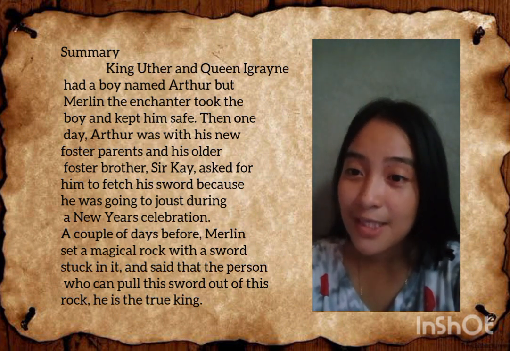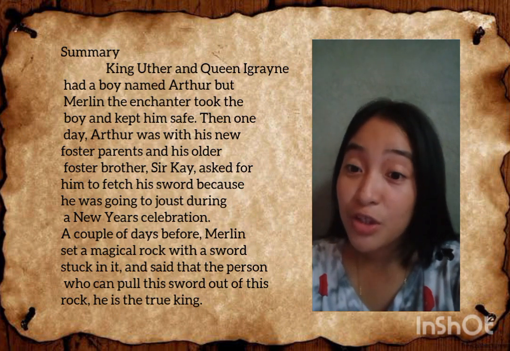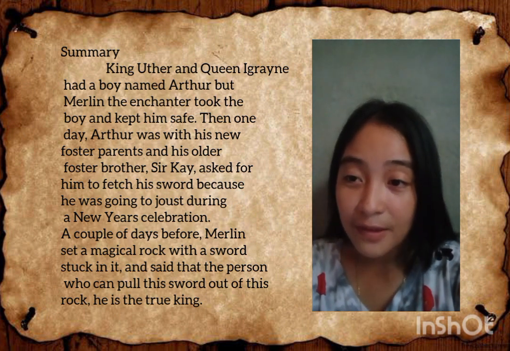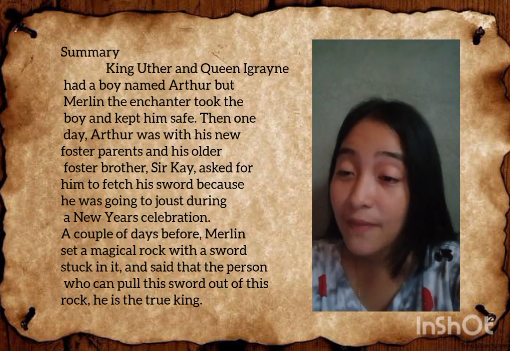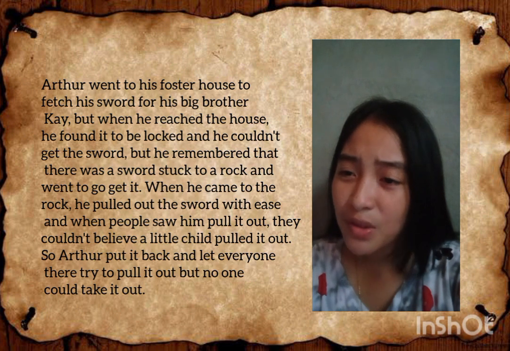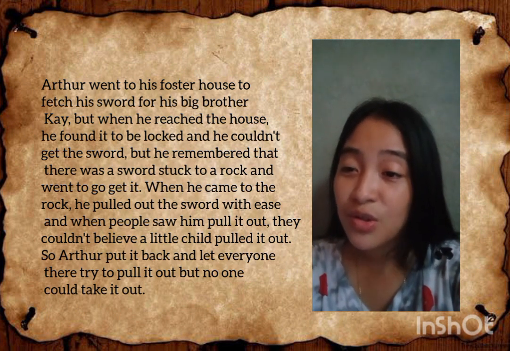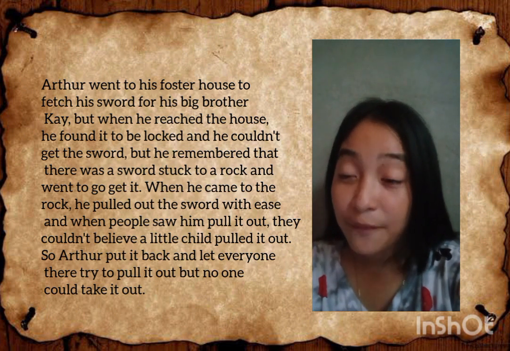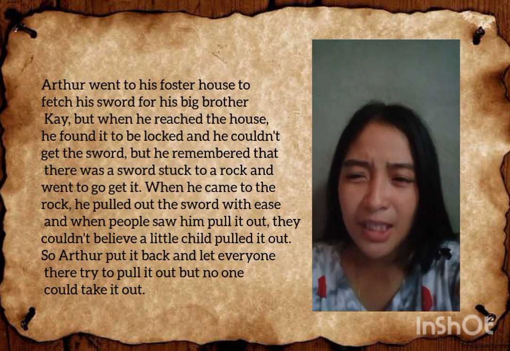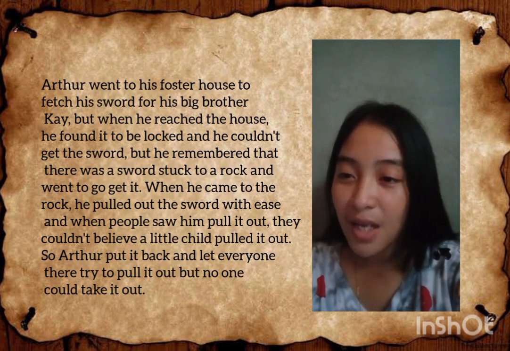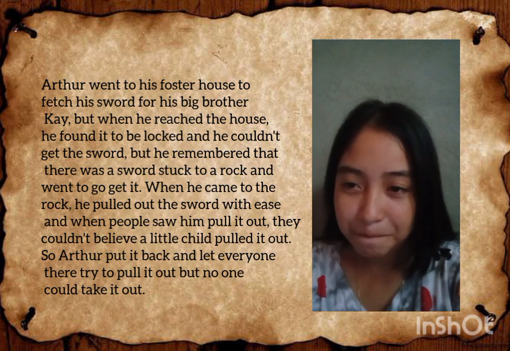A couple of days before, Merlin set a magical rock with a sword stuck in it, and said that the person who can pull the sword out of this rock is the true king. Arthur went to his foster house to fetch his sword for his brother Kay. But when he reached the house, he found it locked and he couldn't get the sword. But he remembered that there was a sword stuck in a rock and went to get it.